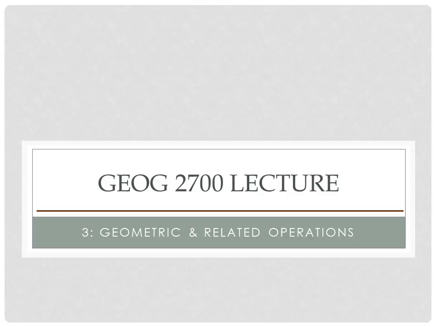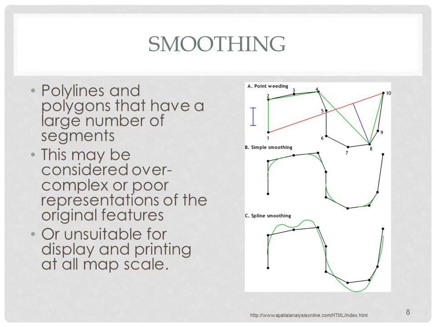Geometric and related operations. So one of the important things to keep in mind is that there are many ways to geometrically modify data within GIS. And this is very useful because the type of data that you have and the output that you want to generate need to match. In other words, you need to make decisions based on how you'll be using the data that you have at hand.